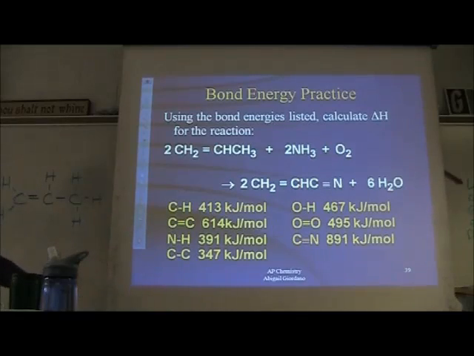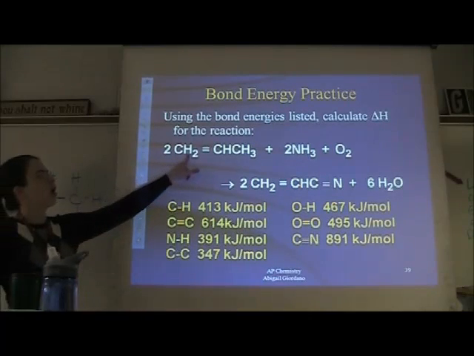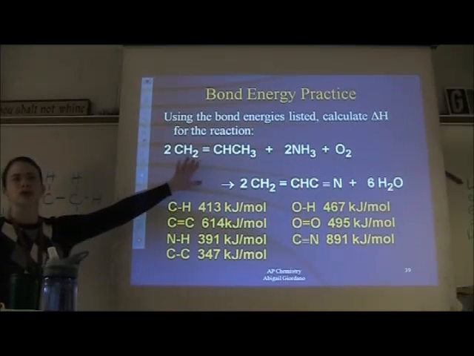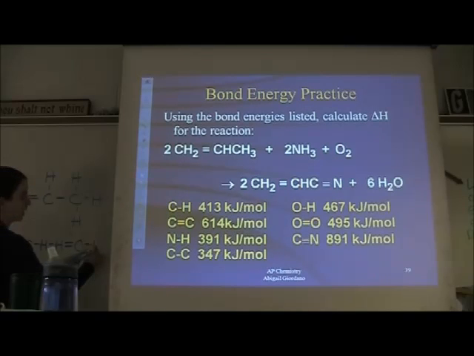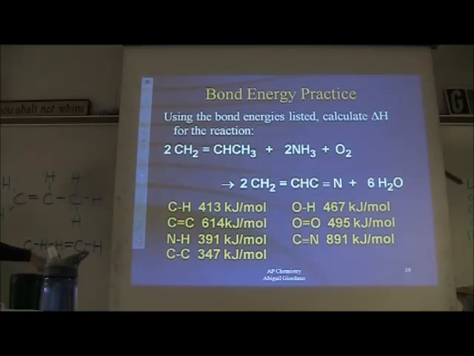I want to make sure something is clear, because somebody yesterday asked me, how would I know to draw it out like this and not like this? CH double bond to C to H, and so on and so forth. How come that's illegal? I mean, if you don't remember, you will by the end of today. Ava.